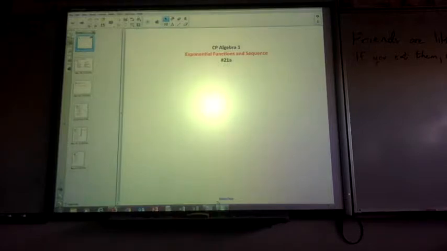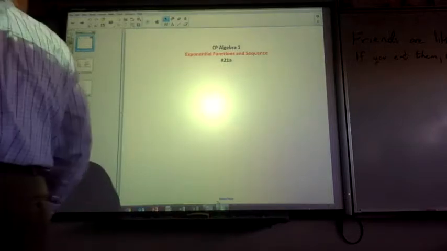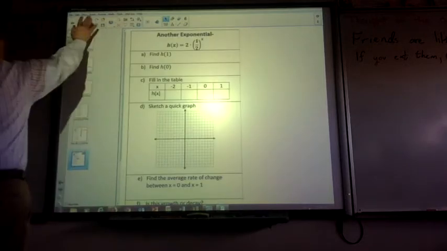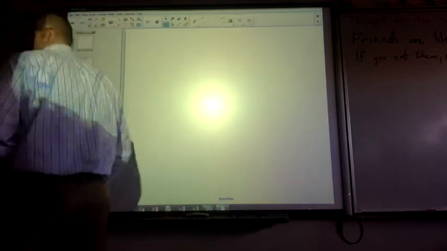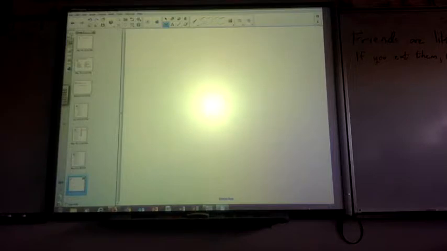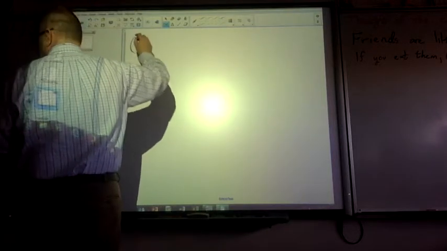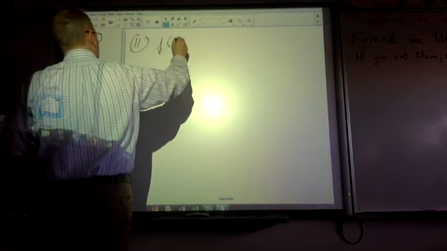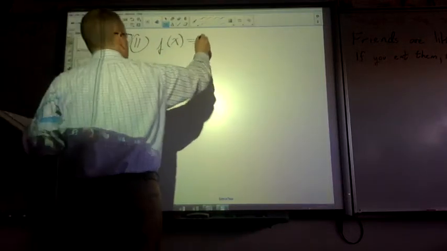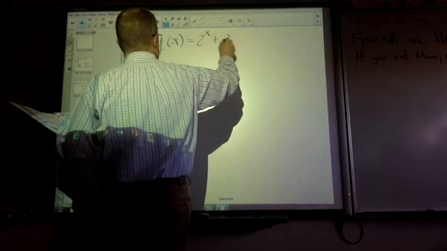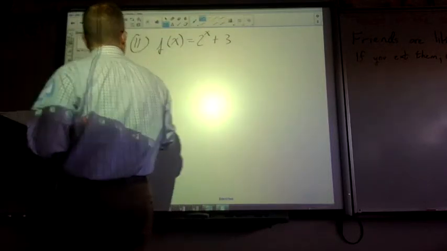So 25, 26, go to page 26, please. Okay, so we're on page 26. Let's take a look at number 11 and number 12. Now, just looking at 11 and 12, do you feel that these have horizontal asymptotes or not? Yes, they do. They do regardless if I added or subtracted anything from them.